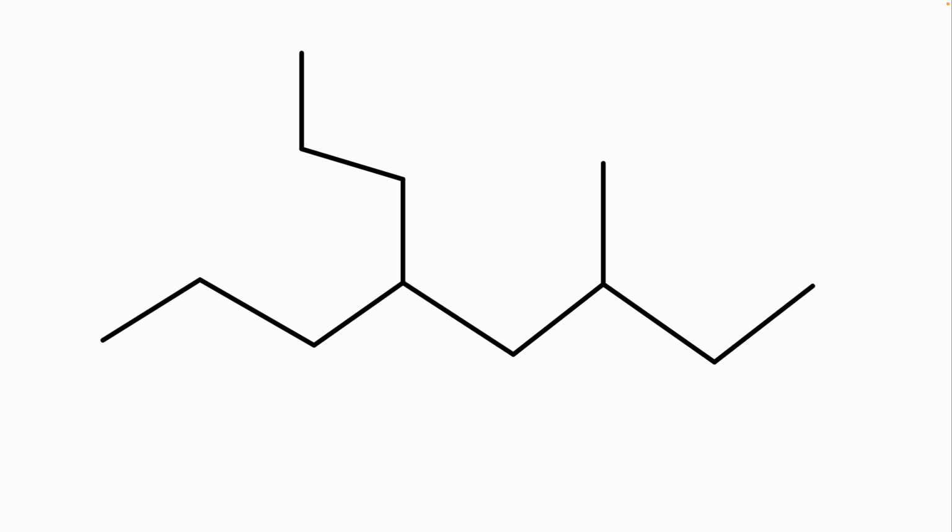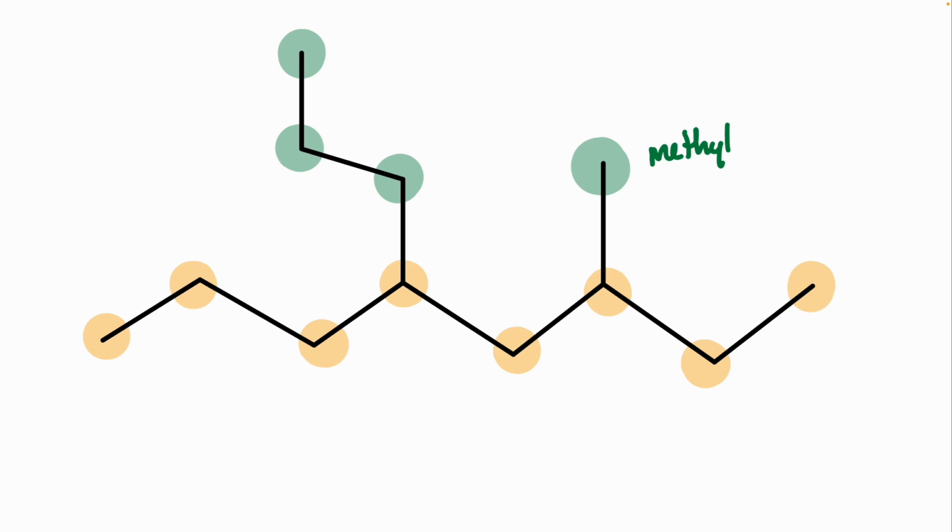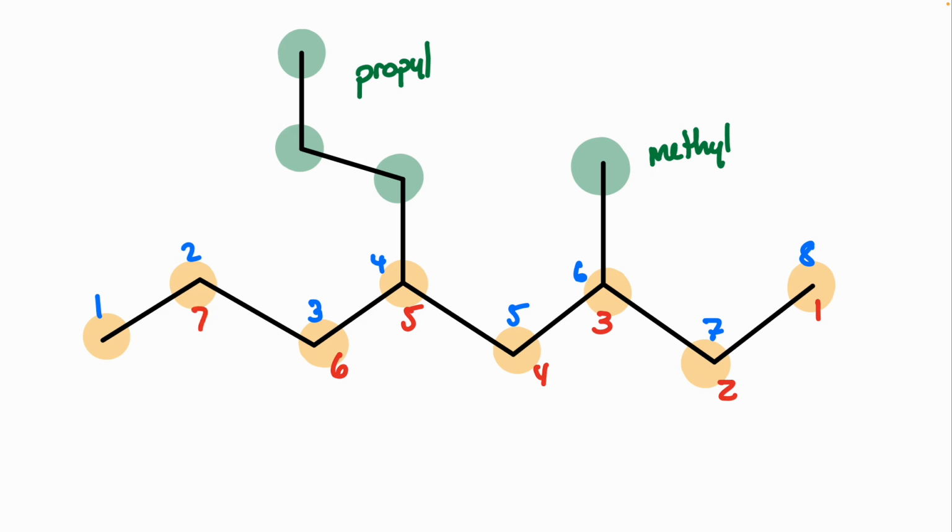How many carbons in my parent chain here? 8. Cool, so now I have 2 branch points, 2 substituents here. This one with its 1 carbon, we did this example before. This would be a methyl group. And what about this one with 1, 2, 3 carbons? That would be a propyl group. All right, so now we're going to number 1, 2, 3, 4, 5, 6, 7, 8. 1, 2, 3, 4, 5, 6, 7, 8. Which one do we like better, red or blue here?